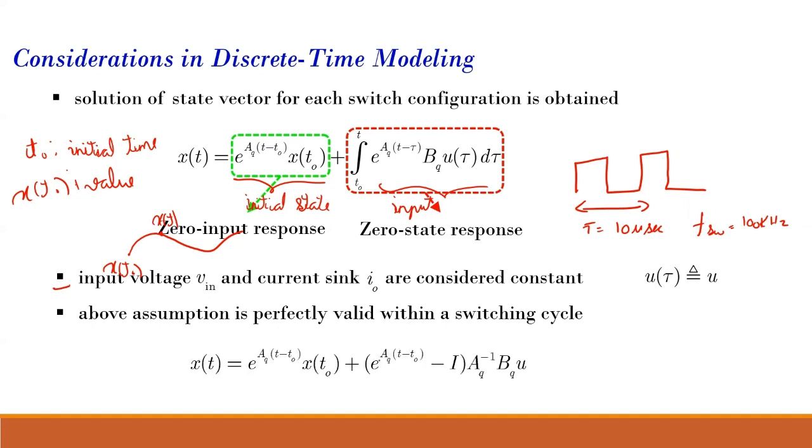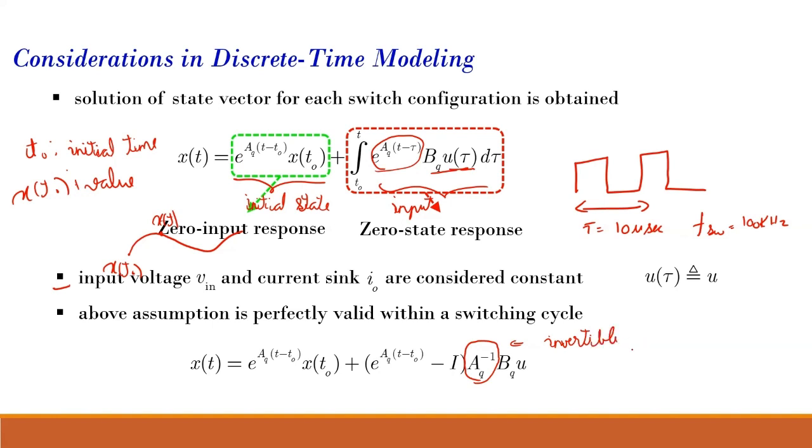Okay. So what we say is that my input does not change. If I assume my input does not change, this is fixed and this is fixed. So what I have to do is just integrate this term. When I integrate this term, the solution comes out in this format. And this is only applicable when this matrix is invertible.